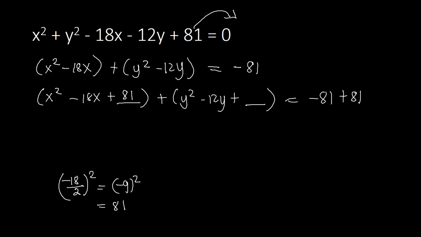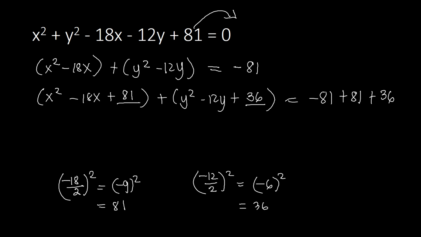Next, we go for the second group. So we have negative 12 in the middle term. We divide that by 2. We square that one. Then we have negative 12 divided by 2. That's negative 6. Squaring that one, that's equal to 36. So we also add here 36. And also this one here.